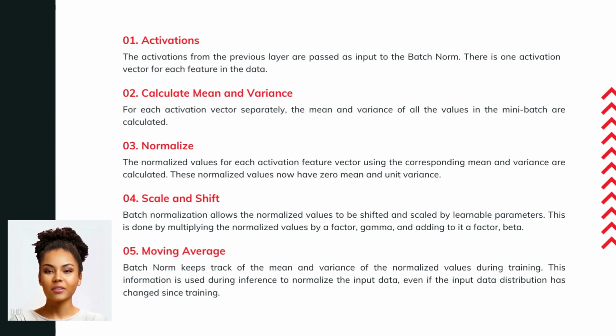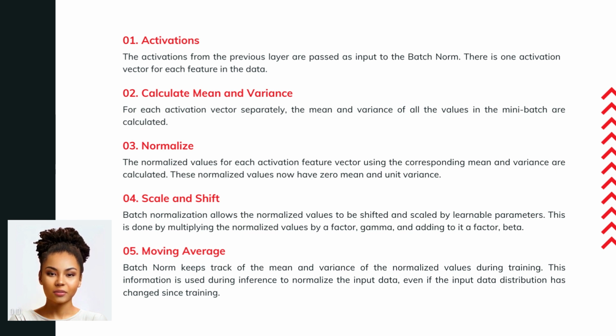1. Activations. The activations from the prior layer serve as input to batch norm. Each feature in the data corresponds to an activation vector. 2. Calculate mean and variance. Individually for each activation vector, the mini-batch's mean and variance values are computed. 3. Normalize. Normalization involves computing normalized values for each activation feature vector. These normalized values now boast a zero mean and a variance of 1.